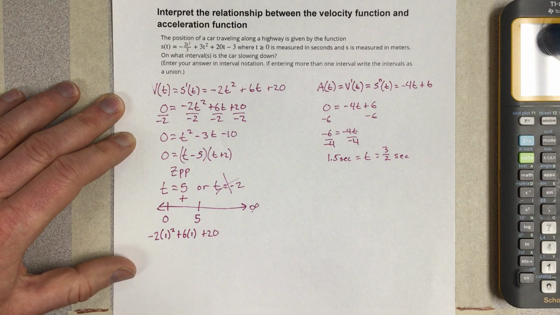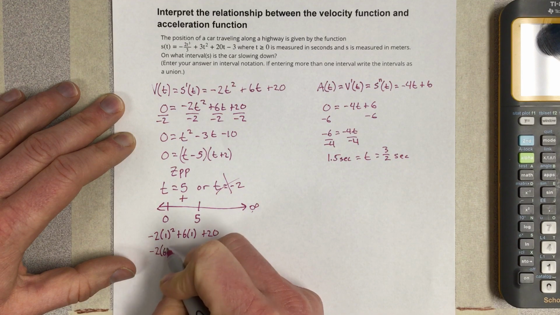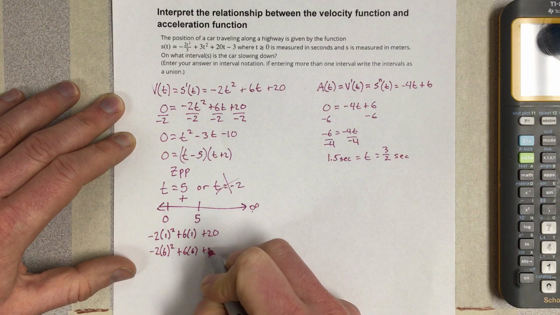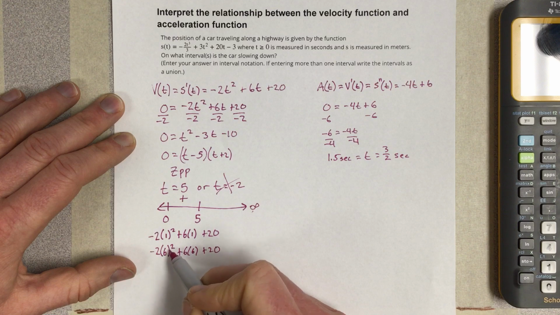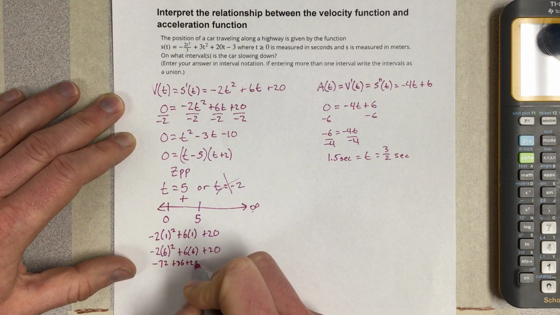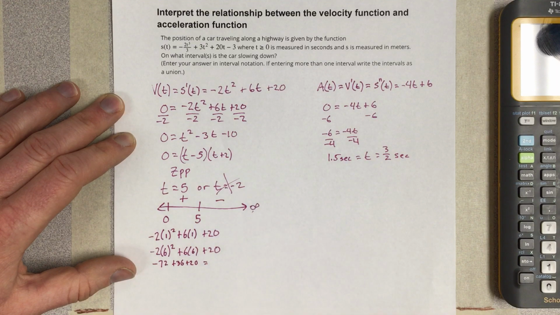Then we're going to look at after 5, so let's plug in 6. So negative 2 times 6 squared plus 6 times 6 plus 20. 6 squared is 36, so that'd be negative 72 plus 36 plus 20. That's going to be a negative number. So this is a negative velocity there.